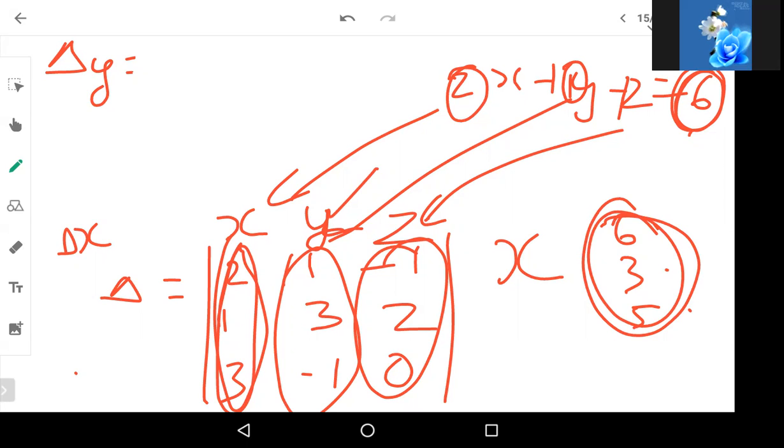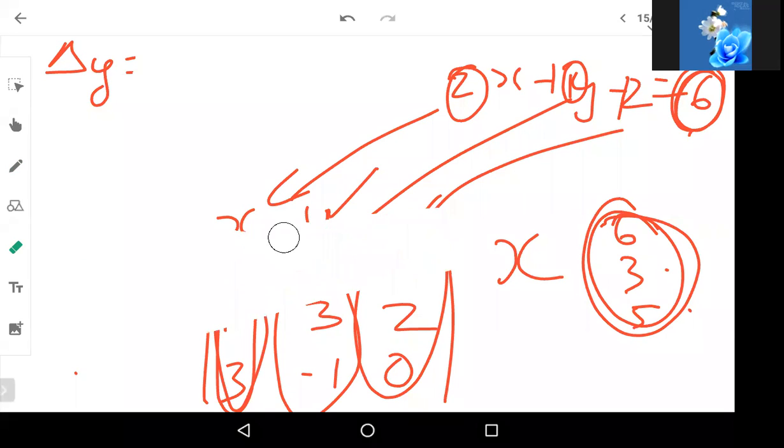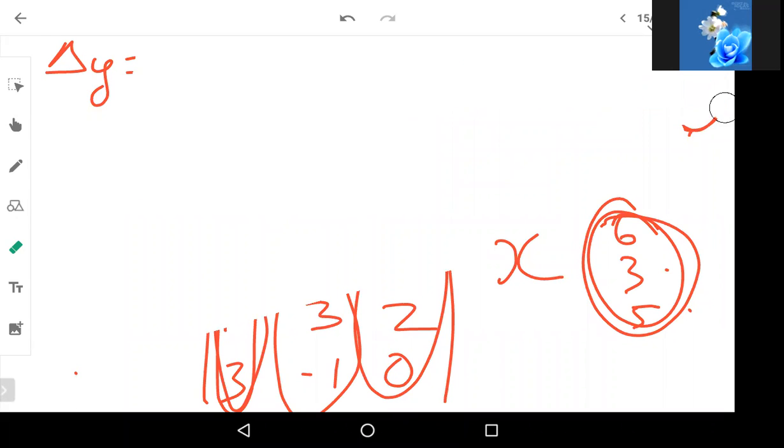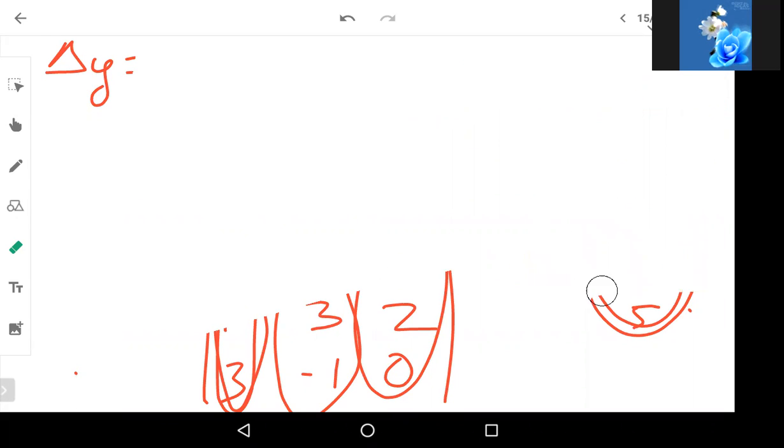Okay. Now that is what we are trying to do. We are replacing the column with the constant which is given in the question. Now, did you understand the concept? Okay. Now, what is the basic determinant? Delta is the basic determinant. Now, the basic determinant, you have to keep it intact. For delta x, delta y, and delta z, the columns will keep changing.